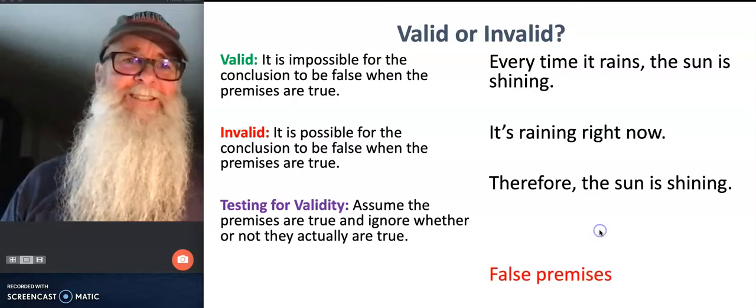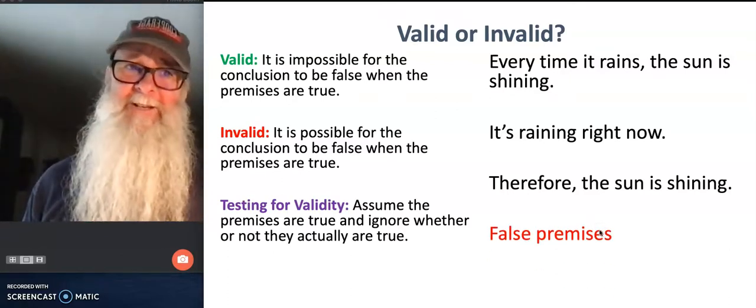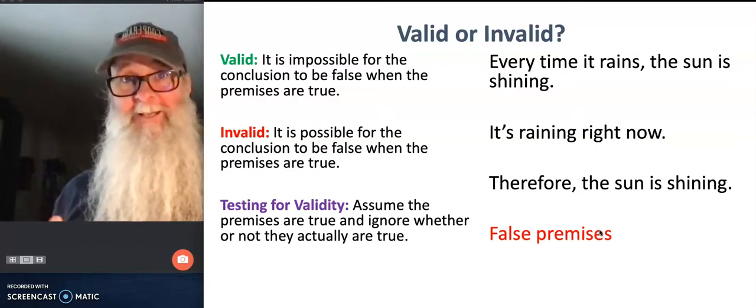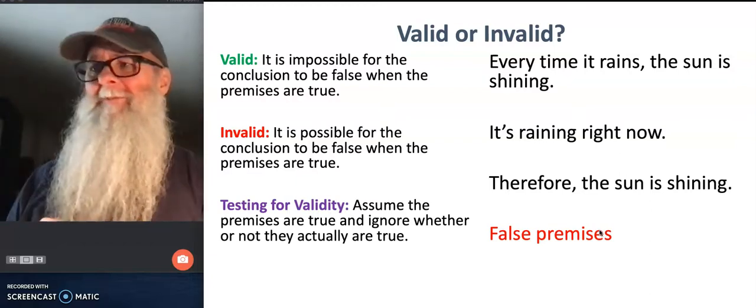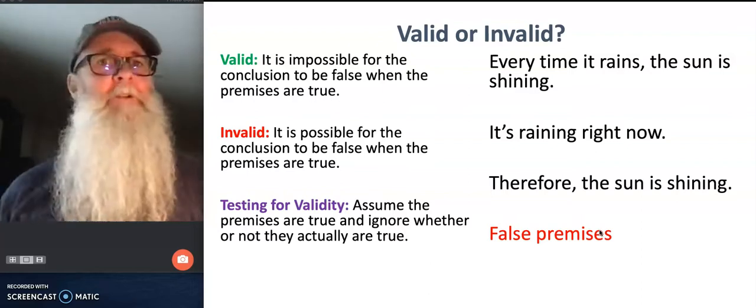So what we have here is an argument that has false premises, right? You know that it's not the case that every time it rains, the sun is shining. It's cool when the sun is shining and it rains, right? But that's sort of out of the ordinary. Usually when it's raining, the sun is not shining. So our first premise is false.